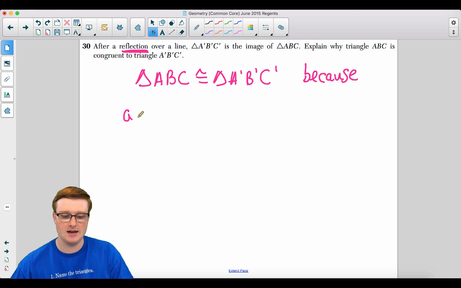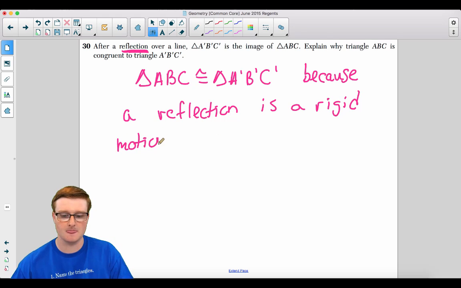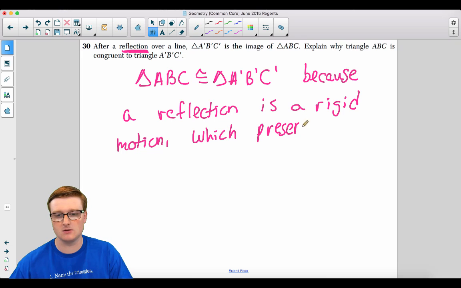because a reflection is a rigid motion, which preserves distance and congruency.